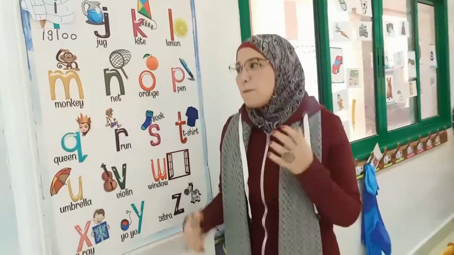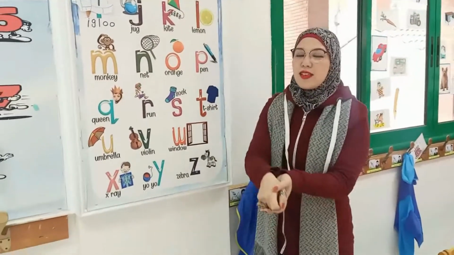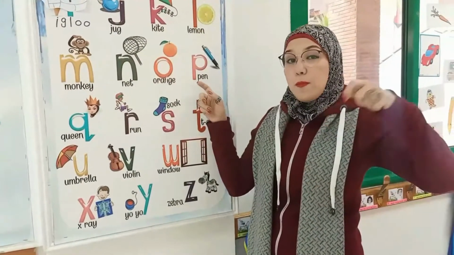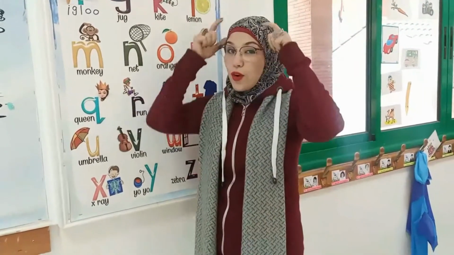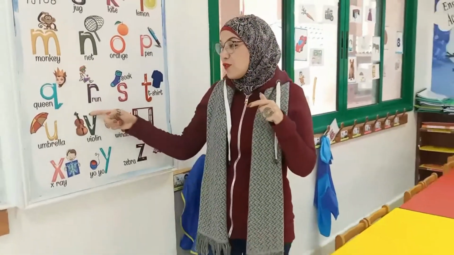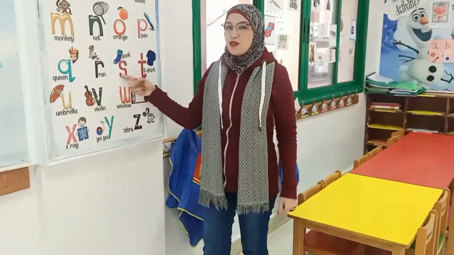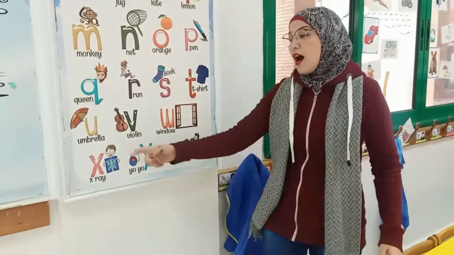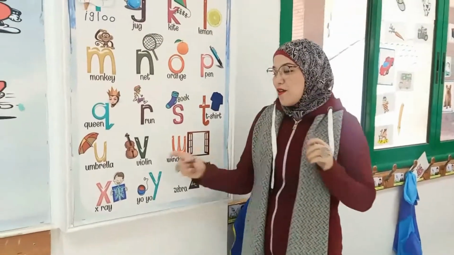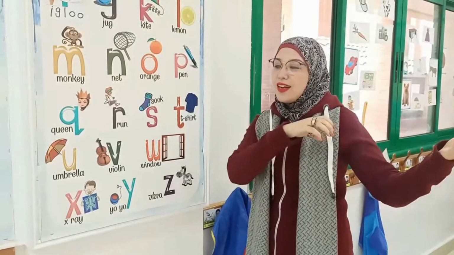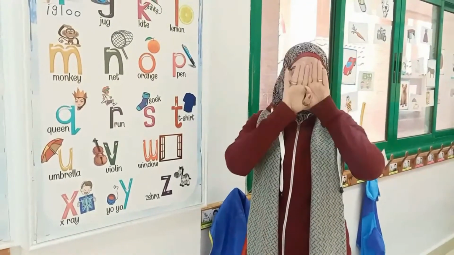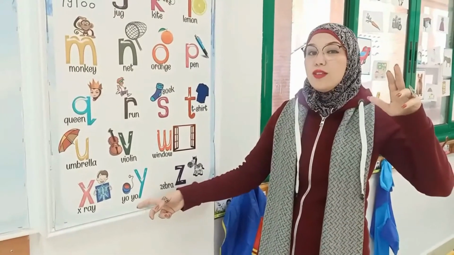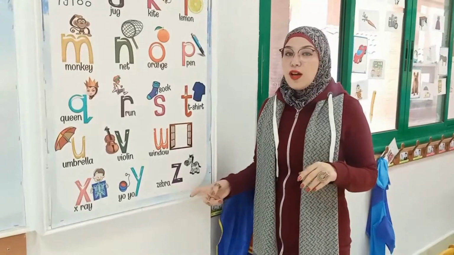M is for monkey, monkey. N is for net, net. O is for orange, orange. P is for pen, pen. Q is for queen, queen. R is for rum, rum. S is for sock, sock. T is for t-shirt, t-shirt. A is for umbrella, umbrella. V is for violin, violin. W is for window, window. X is for x-ray, x-ray. Y is for yo-yo, yo-yo. Z is for zebra, zebra.